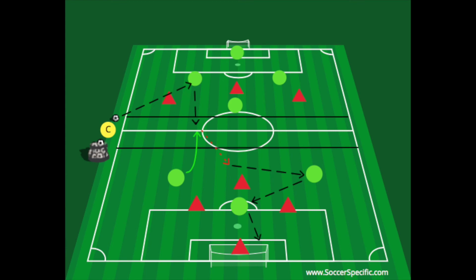You could also concentrate on creating overloads in the attacking third by asking whatever defending player played the forward pass into the half space to then join the attacking team. Games like these can be manipulated in a variety of ways depending on what the topic of your session is. When deciding what small-sided games to incorporate into your training environment, you must first consider how your team plays.